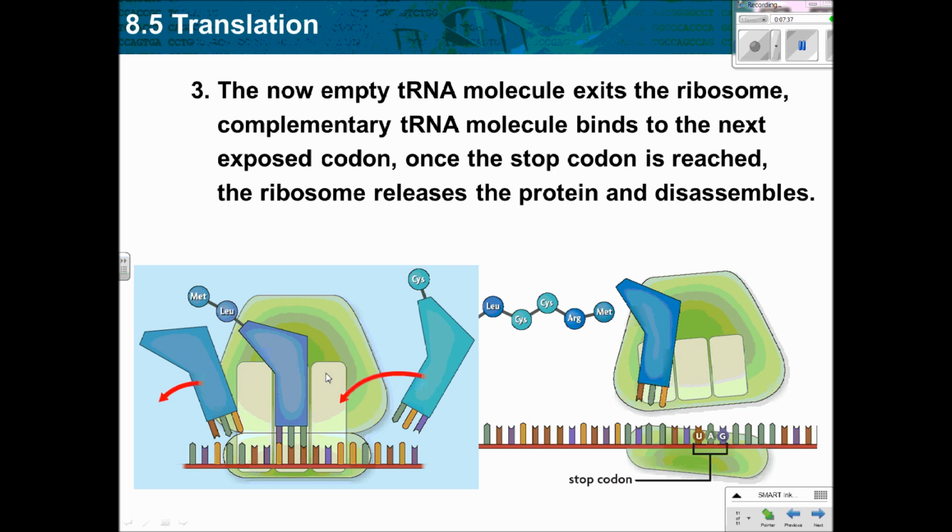So now that polypeptide chain, that chain of amino acids, is free to be moved to where it needs to go. It might need a sugar added to it. It might need some help getting folded up, maybe in the Golgi apparatus, maybe in the endoplasmic reticulum. And then the ribosome breaks apart, disassembled, that's what it says there, until it's needed again.